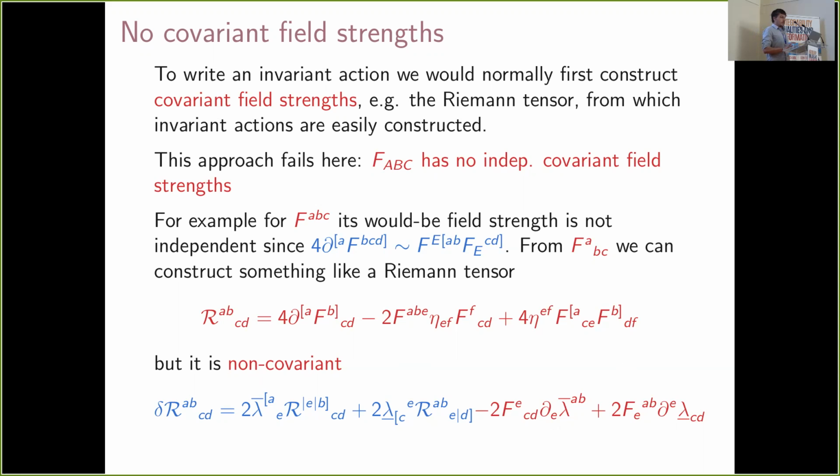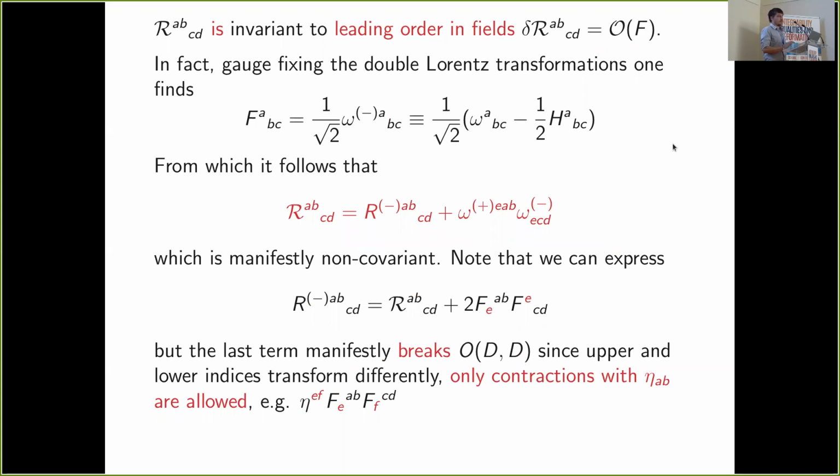But if you just work to lowest order, so you notice here that before, in the Fs, we had just a d lambda term. Here, there's no d lambda term. Every term is proportional to F or a derivative of F, and there's no term just proportional to lambda. So if you work to lowest order in fields, this R is actually invariant. So that makes it a useful object to work with. You can start from that and then try to improve it somehow. Okay.